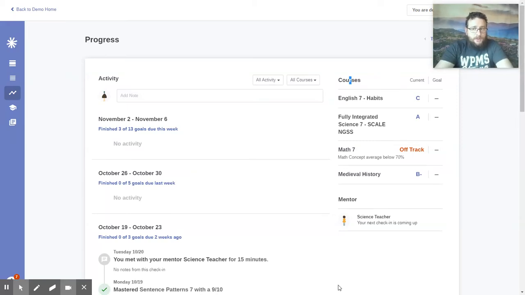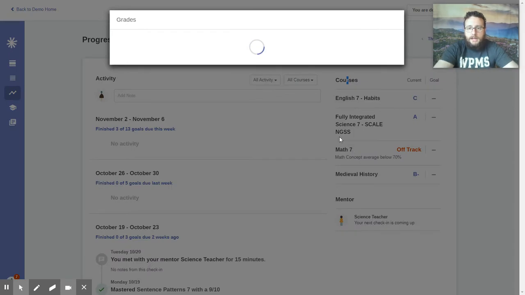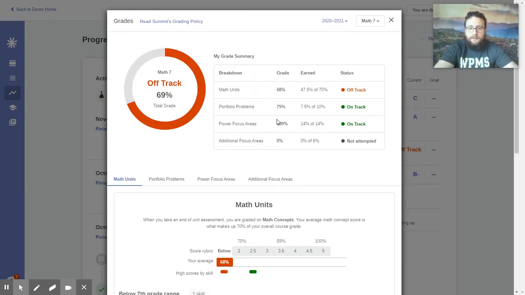So in these videos, we've been talking about how grades work within the Summit platform. In the last one, we talked about projects. This one, we're going to be talking about portfolio problems. Now, that only affects your math grades. So if you go to any given math grade, and this is a student who's off track on his math grade, you can see that a portion of the math grade, usually about 10%, if the portfolio problem is something that your school is doing, comes from portfolio problems.